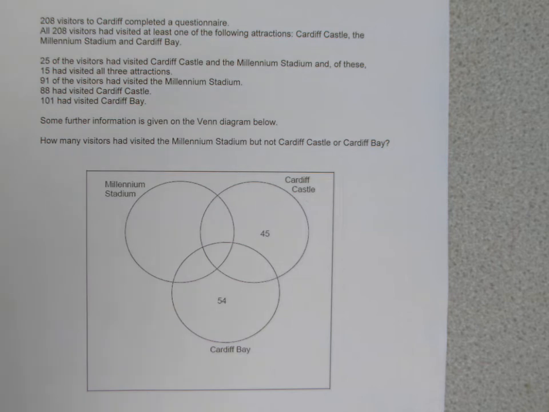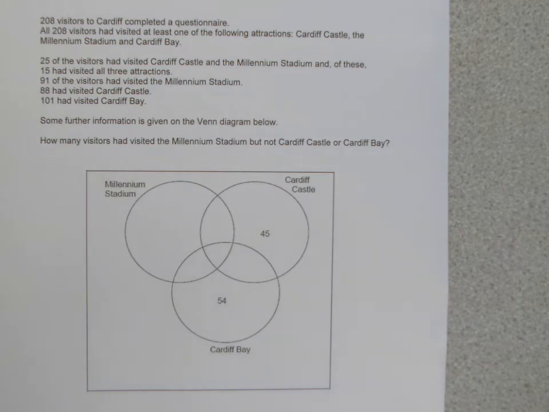Okay, so there's information in the Venn diagram here, and then it asks the question, how many visitors had visited the Millennium Stadium but not Cardiff Castle or Cardiff Bay? Quite a complicated looking problem, right? But if you break it down, it's not really going to be too demanding, once we get the hang of how these Venn diagrams work.